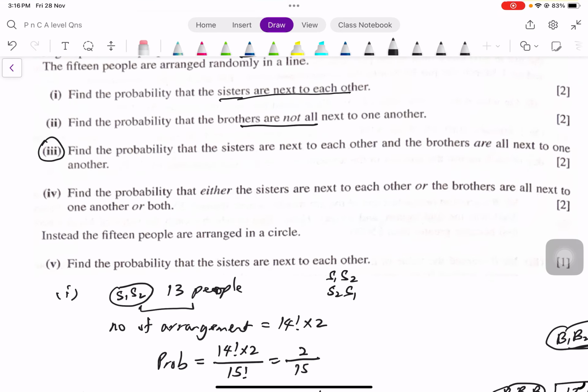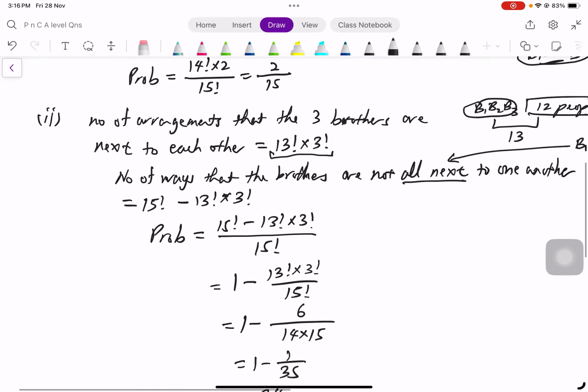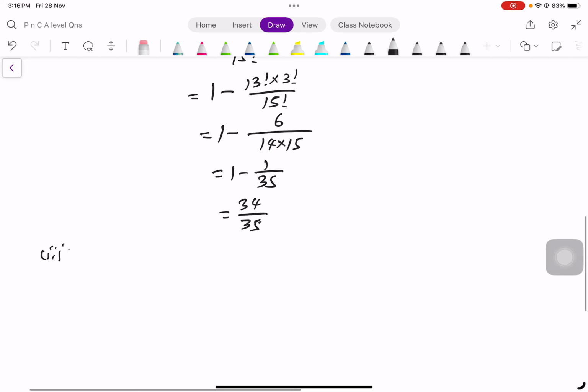Okay, let's look at part 3. Find the probability that the sisters are next to each other and all the brothers are all next to one another. Again, the idea here is that you tie the two sisters together, the two sisters S1, S2. The 3 brothers, B1, B2, and B3, you tie them together.